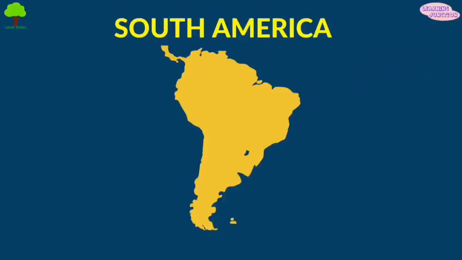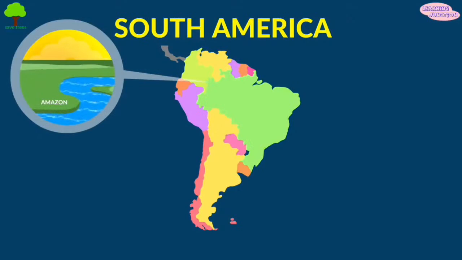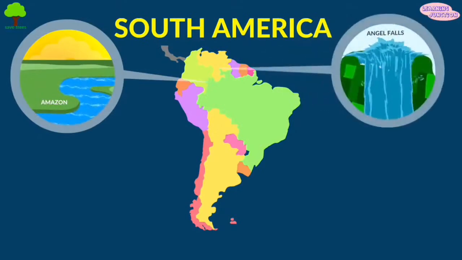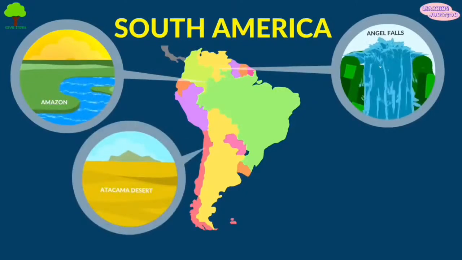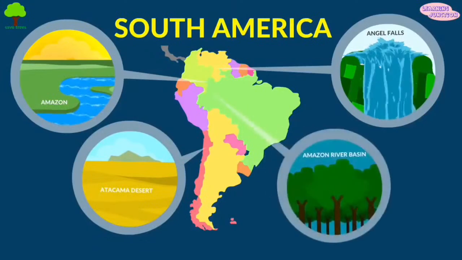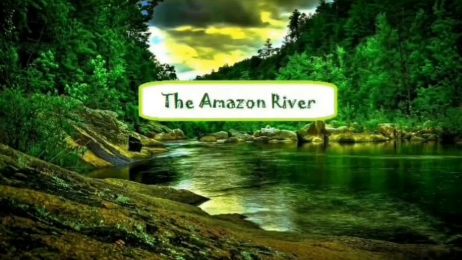Here we go. Wow, let's go to South America, which is surrounded by the Pacific Ocean and Atlantic Ocean. Yes, South America is a continent with about 12 countries. And the special features are the Amazon River, the Angel Falls, and the Atacama Desert, and an amazing rainforest, that is Amazon rainforest. So come on, let's go and visit Amazon River.